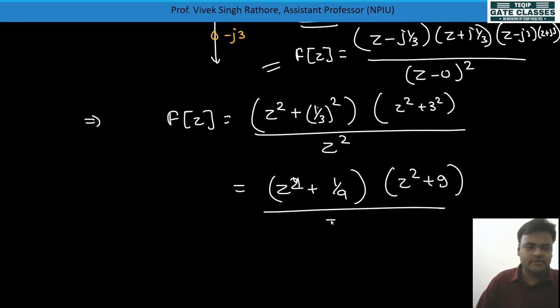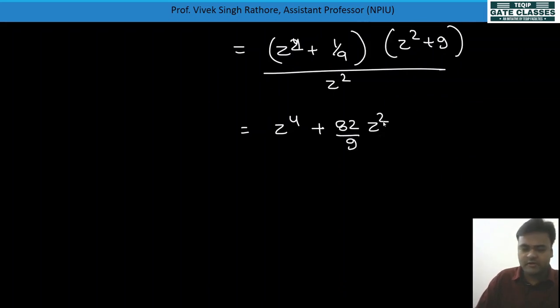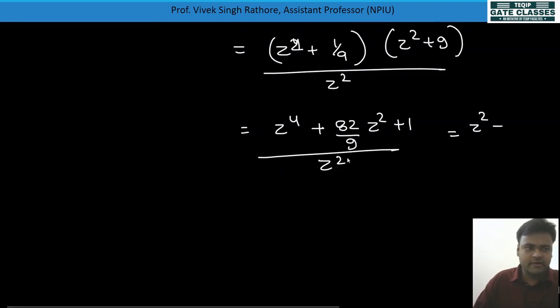By z square we'll simplify and solve, so we'll get z to the power 4 plus 82 by 9 z square plus 1, divided by z square. So we'll get z square plus 82 by 9 plus z to the power minus 2, which is 1 by z square. This is nothing but f of z.